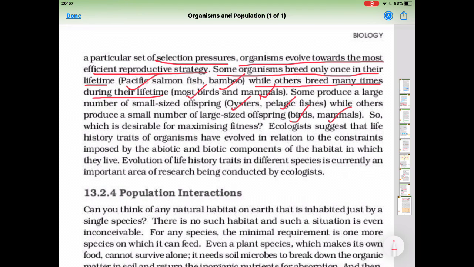Evolution of life history traits in different species is currently an important area of research being conducted by ecologists.